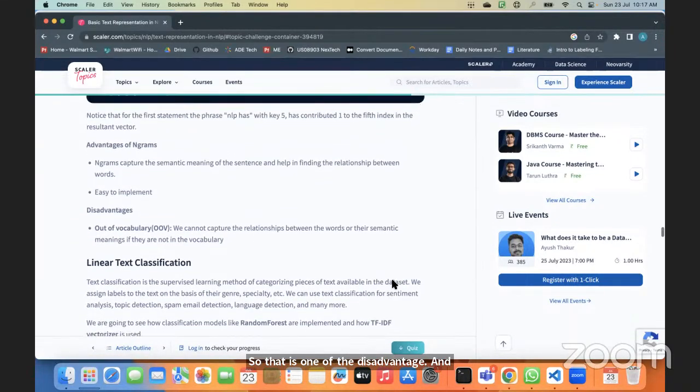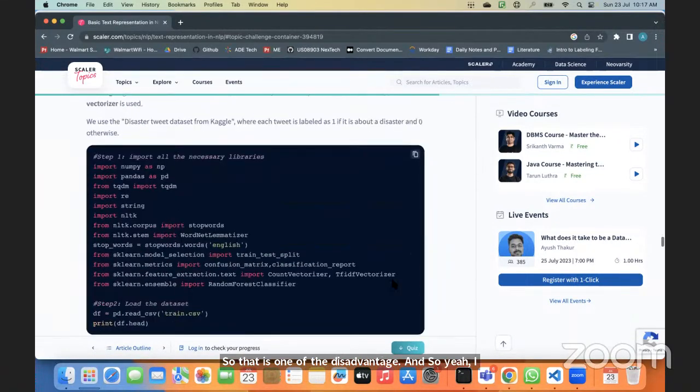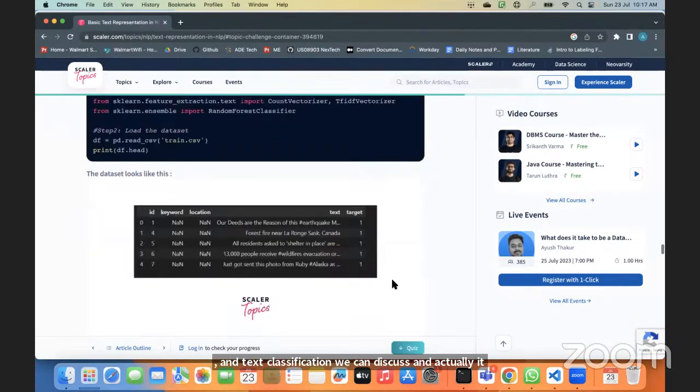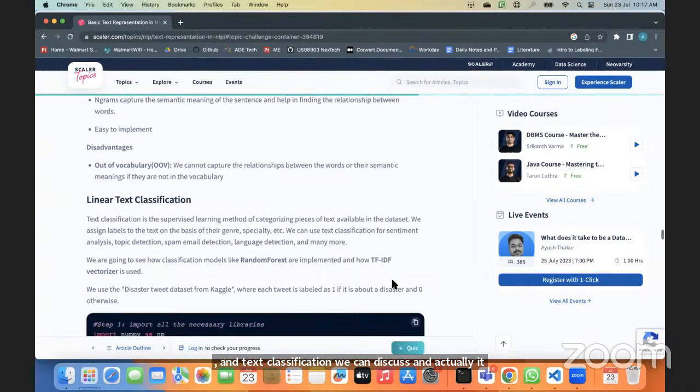So yeah, and text classification we can discuss, and actually it is one of your projects, to classify. I think it was, what was it? I think it was sentiment analysis, I guess. Do you already know your projects, or am I revealing this too early? I don't know.